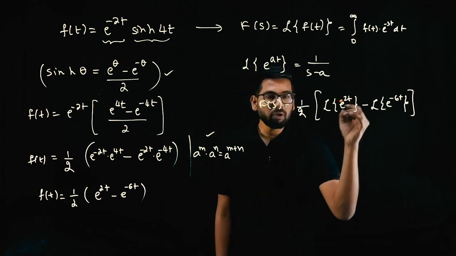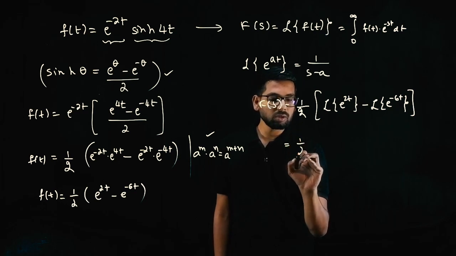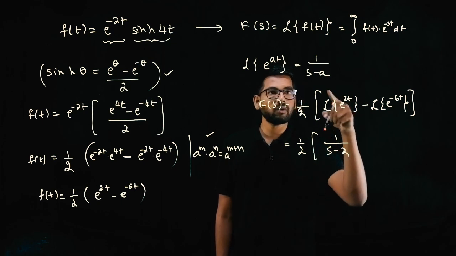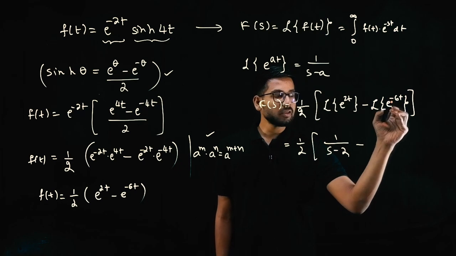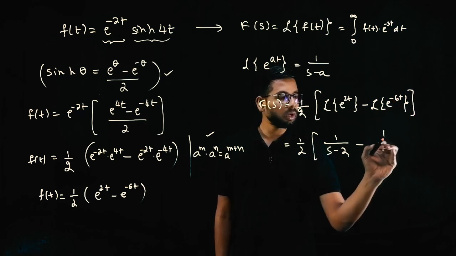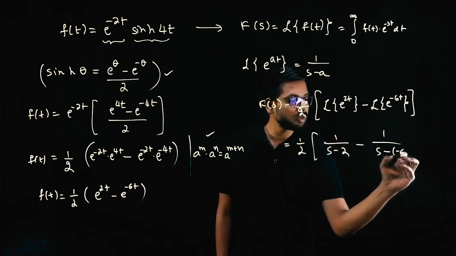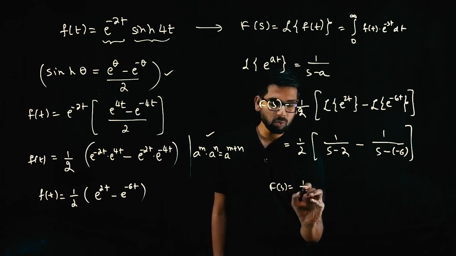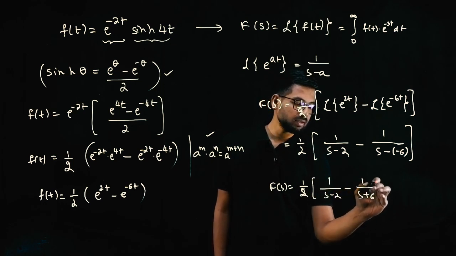So what is the Laplace transform of e power 2t? e power at gives 1 over s minus a. In place of a we have 2 here, so it is 1 over s minus 2. If you have a here, it is minus a there; if you have 2 here, it is minus 2 there. Minus, in place of a I have minus 6, so it is 1 over s minus, and you substitute minus 6 for a. There will be 2 minus signs, so F of s is equal to 1 over 2 times 1 over s minus 2 minus 1 over s plus 6.